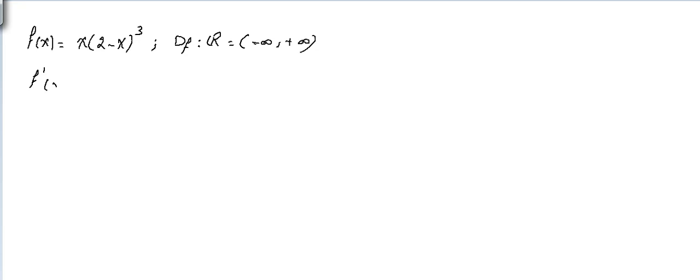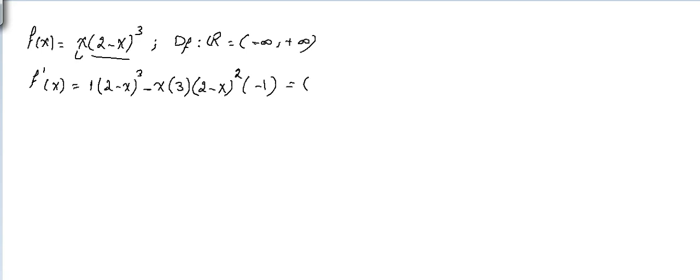Derivative. It's u times v, so it's u prime v plus v prime u, that is, plus u times the derivative of v. The derivative of v, it's u to the power n, it's (2 minus x) to the power 3. So its derivative is 3 times (2 minus x) to the power 3 minus 1, which is 2, times the derivative of 2 minus x. Don't forget that, which is minus 1.